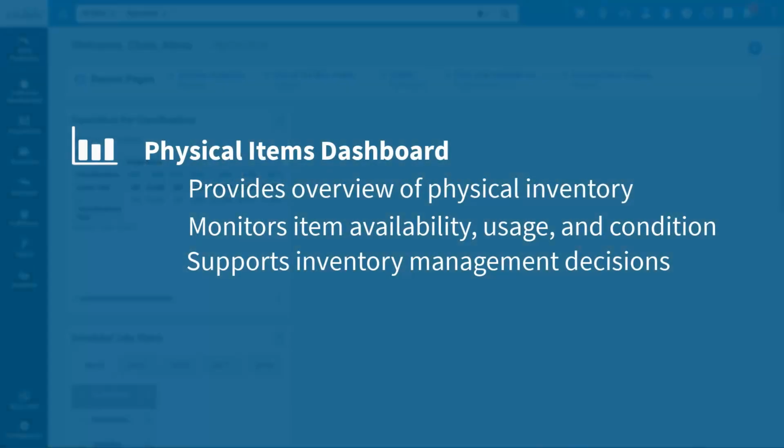The Physical Items dashboard provides a comprehensive overview of your library's physical inventory. It helps you monitor item availability, usage, and condition, supporting smarter inventory management decisions about acquisitions, weeding, and maintenance.